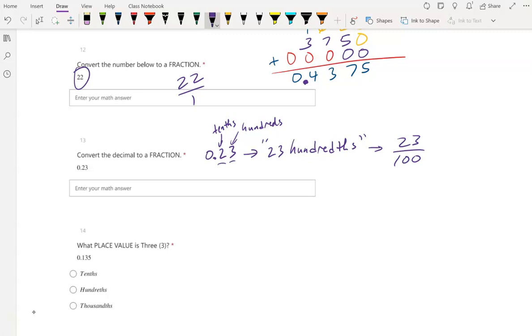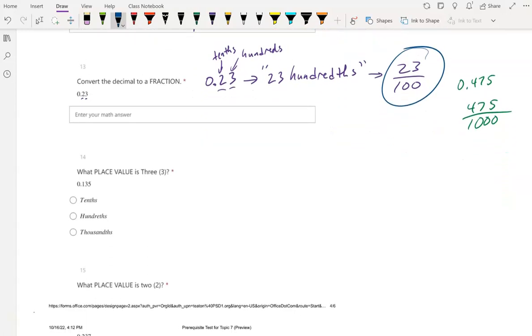Very, very neat. So that's all you have to do to convert a decimal to a fraction. How many places after the decimal? That's how many zeros you'll have in your denominator. For example, let me give you one more. If I had 0.475, that would be 475 thousandths. And why? Because there's 3 places after the decimal, 3 zeros in 1,000. Super easy. But the answer to number 13 was 23 over 100.